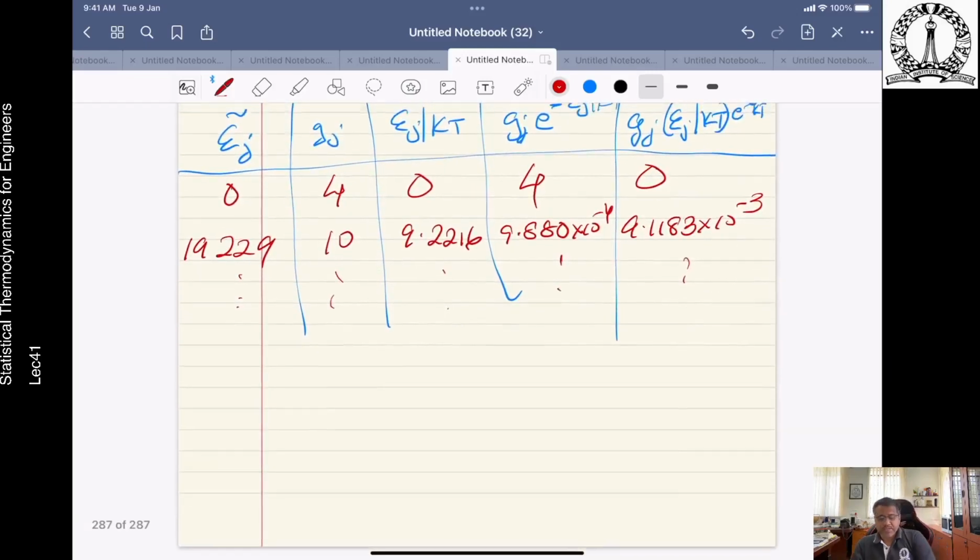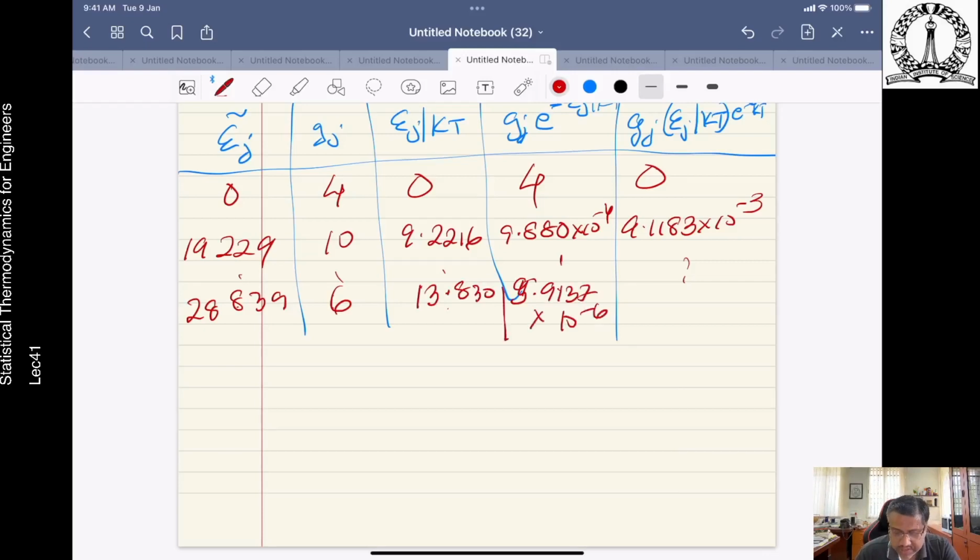So we consider the first 3 electronic energy levels of nitrogen, also given in appendix J.1. The energy corresponding to the fourth is very high. So for nitrogen, at a thermodynamic temperature of about 3000 Kelvin, it doesn't really matter. So for your convenience, I'll write this also: 630, 830. This is 5.9137 into 10 to the power of minus 6. This is 8.1787 into 10 to the power minus 5.